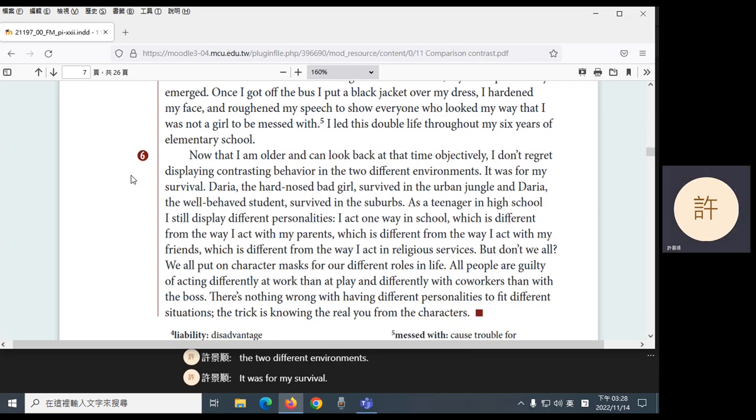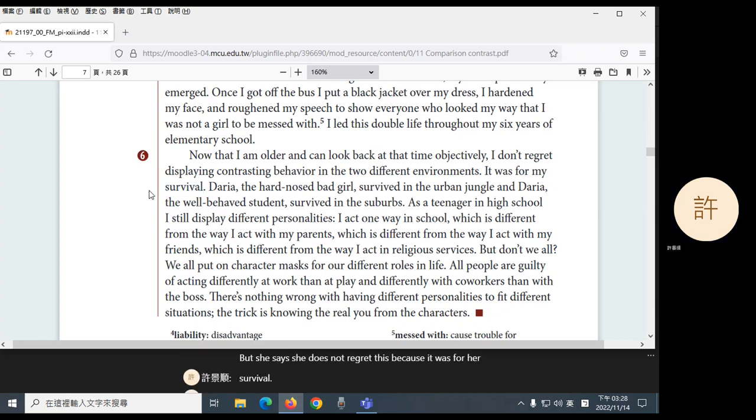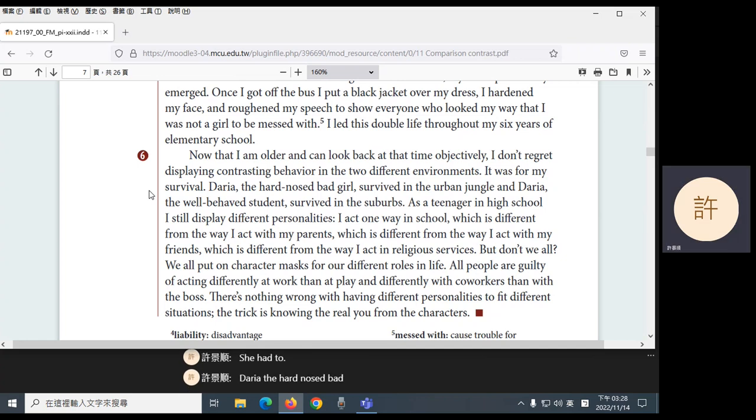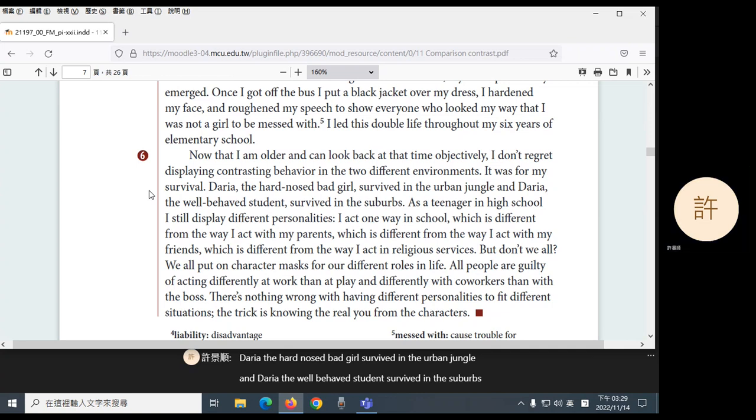So in this conclusion, the first sentence, she is responding to what she assumes the audience might be thinking. She assumes the audience might be thinking, oh, that's terrible, or how weird. But she says she does not regret this because it was for her survival. She had to. Daria, the hard-nosed bad girl, survived in the urban jungle, and Daria, the well-behaved student, survived in the suburbs.